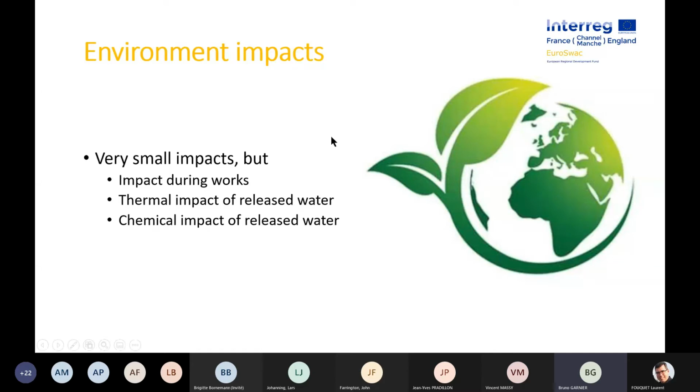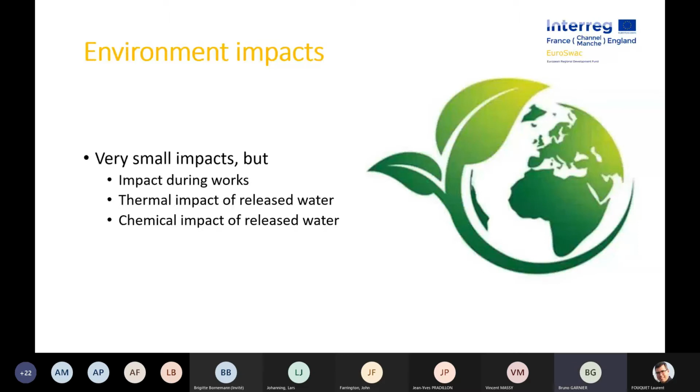And the last one is the chemical impact of release water, because deep water is much more rich in nutrients, and therefore, if we don't take care about that, we could create an algae bloom. So the modelized flow will take care that these nutrients go deep inside the water, under the photic zone, so that it cannot bloom the photosynthesis.